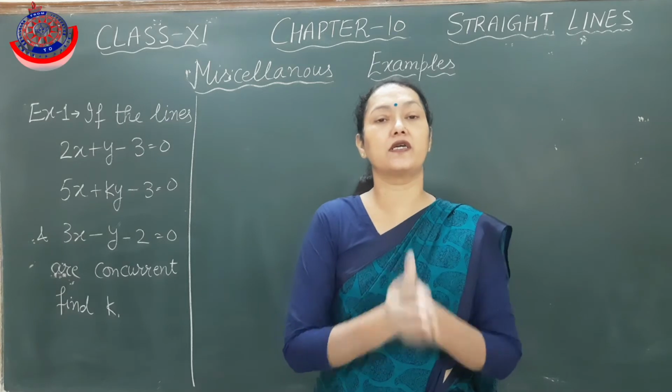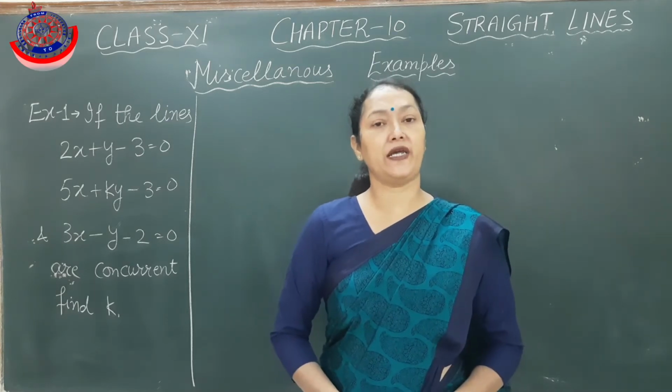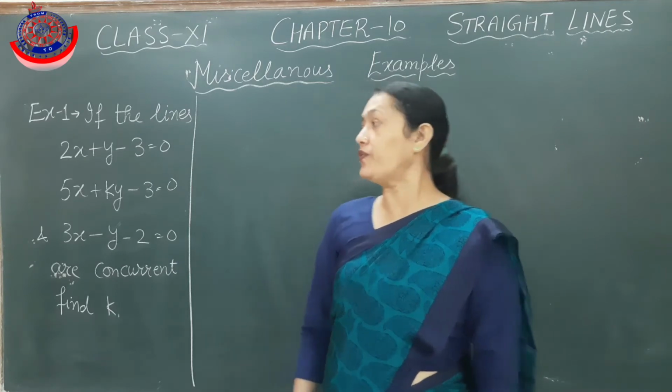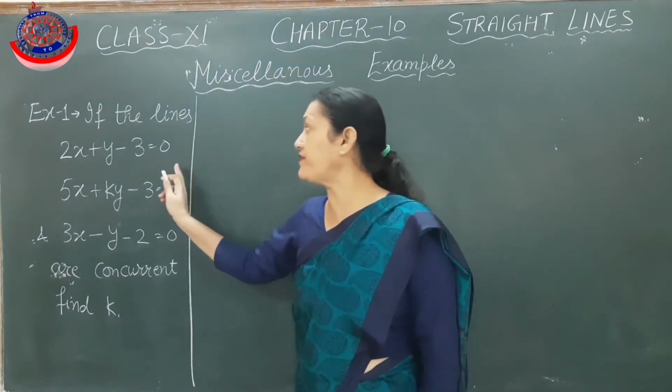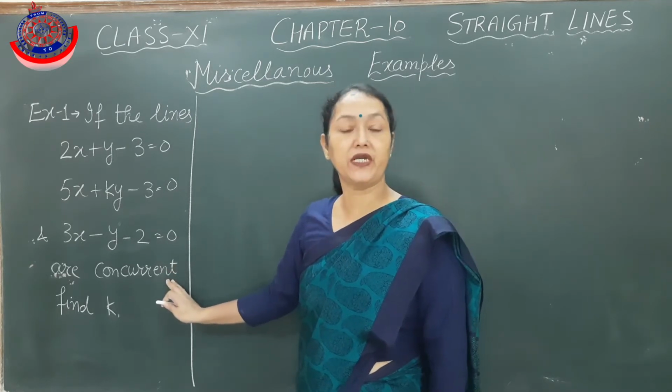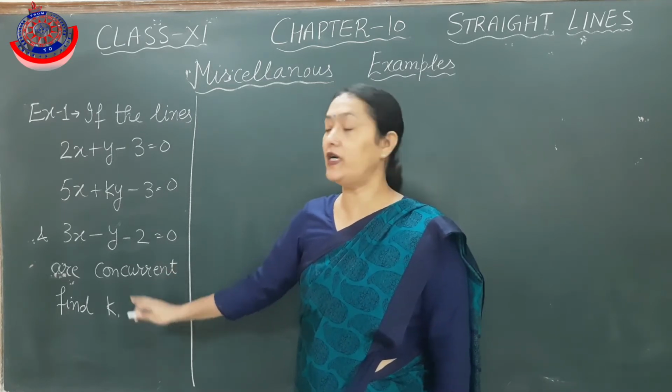Namaste students, continuing with chapter 10, let us do some miscellaneous examples today. First example I have taken, here they have given us three lines and the lines are concurrent to each other, and we have to find the value of k.